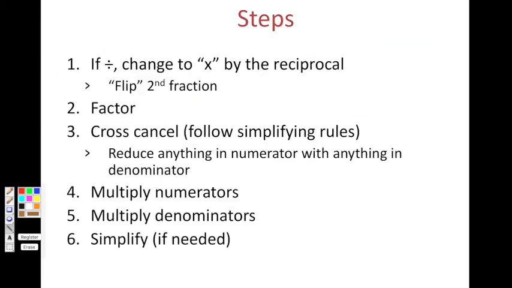The key thing to remember is your steps. So the first step, if you're dividing, is to keep, change, flip. Second step is to factor. Third step is to cross cancel. Fourth step is to multiply the numerator, then multiply the denominator, and simplify if needed.